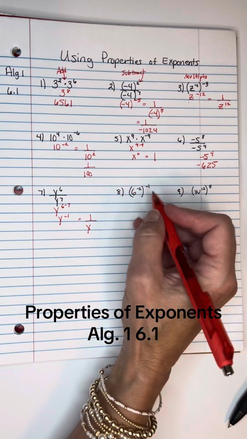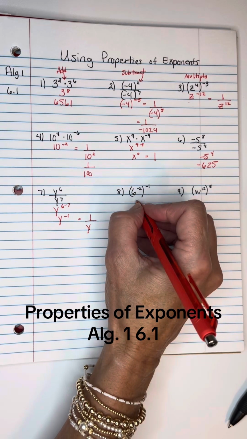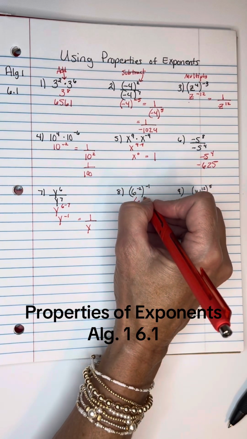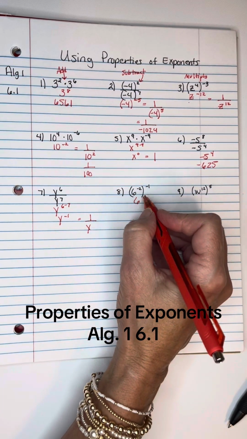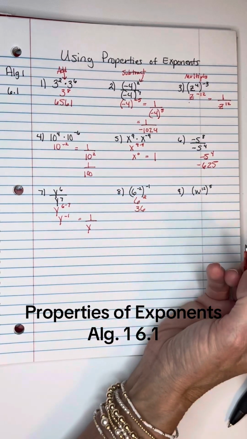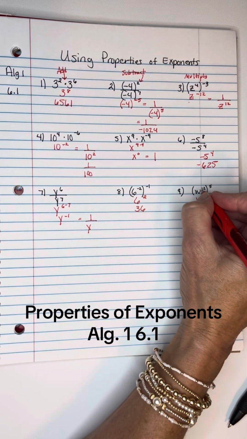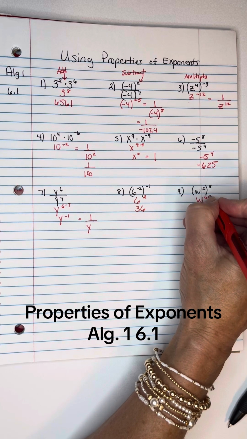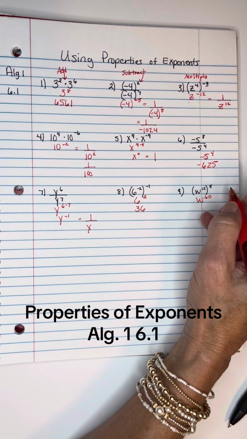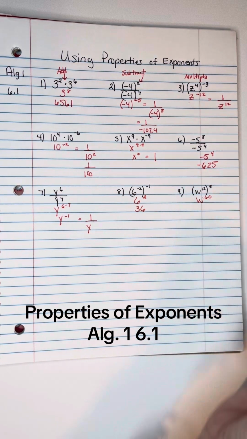On this one, a power raised to a power, you multiply. So -2 times -1 is +2. 6 squared is 36. And on this one, W, 12 times 5 is 60. Remember, you're raising a power to a power, you multiply, W to the 60, and there's nothing else to do to that.